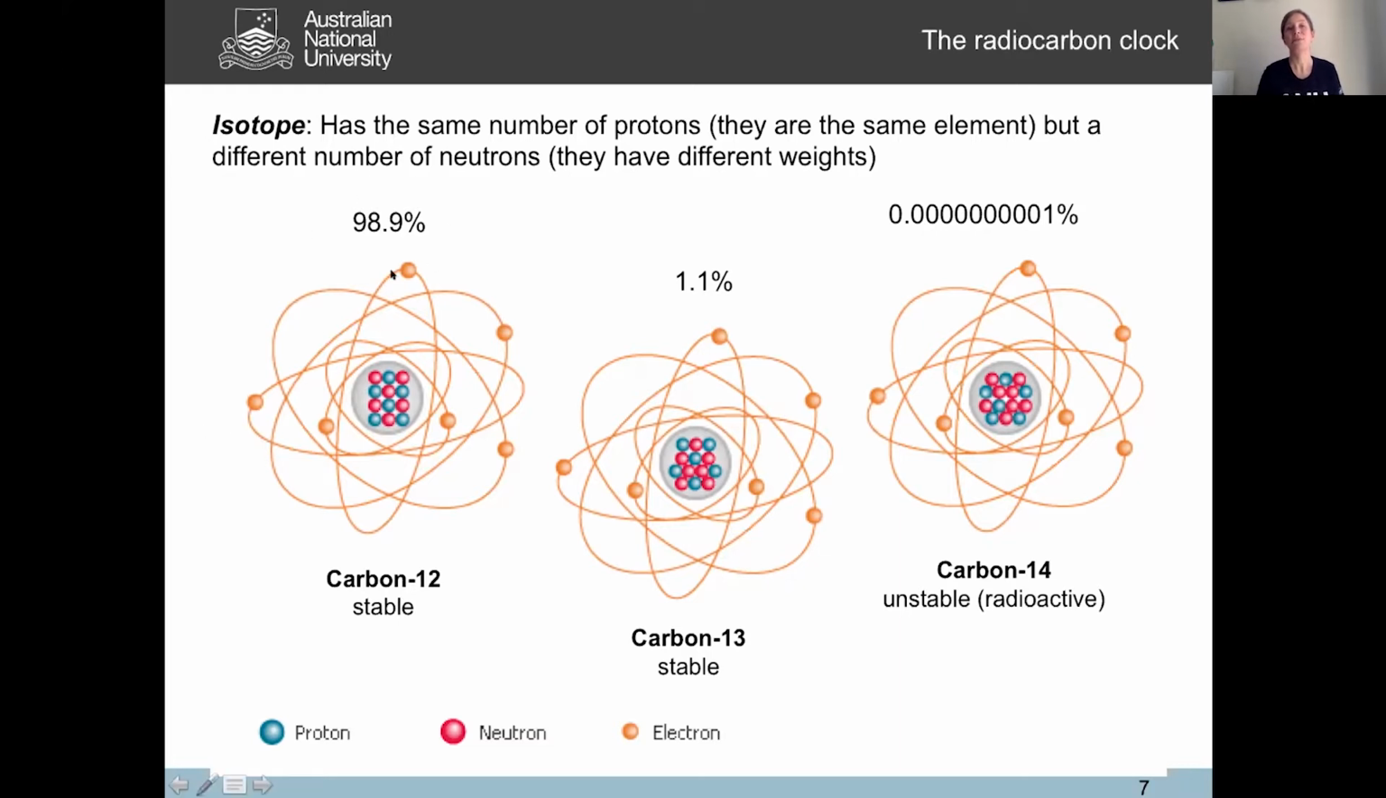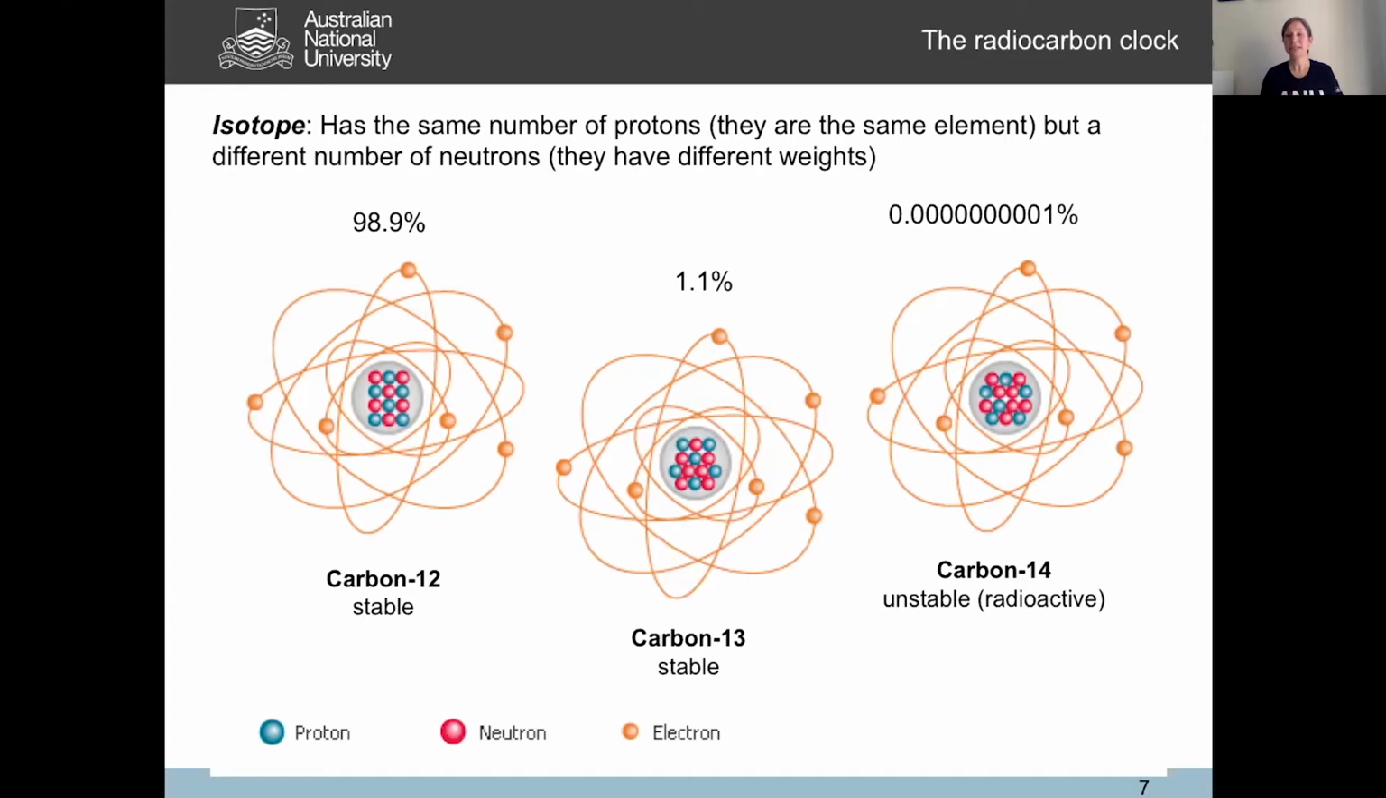And this is the most abundant isotope of carbon in the atmosphere today. So about 99% of the carbon is carbon-12. And it's stable. Carbon-13, as you might realize from the name, is a bit heavier. 6 protons, but 7 neutrons in the nucleus. And that's about 1% of the carbon in the atmosphere today.